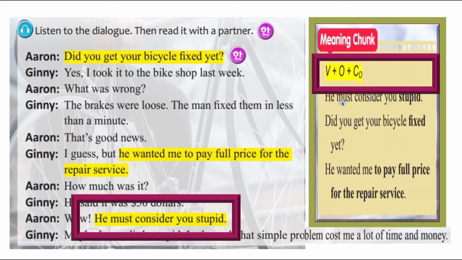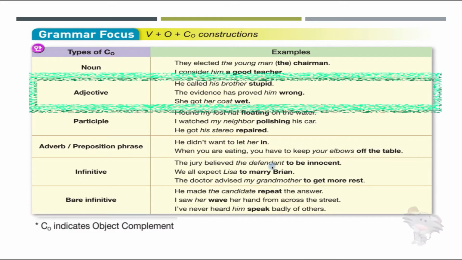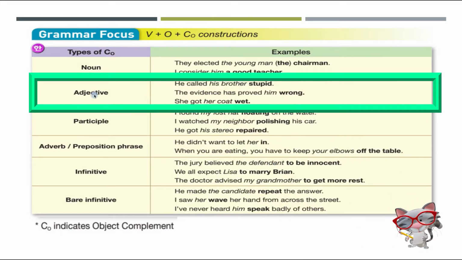Professor Neil, who is stupid? Alright, yeah, "you" is stupid. "You" is not the bike guy, but "you" here is Ginny. Ginny is stupid, so he must consider Ginny stupid. And she's like, maybe. So "stupid" here is an object complement, but it is an adjective. The adjective can be an object complement after the object.